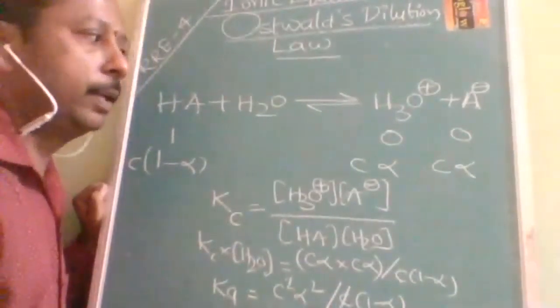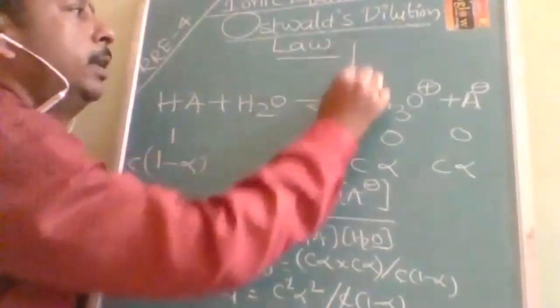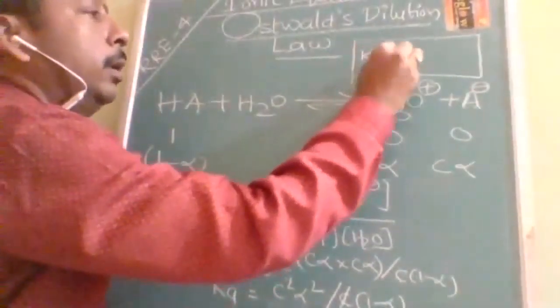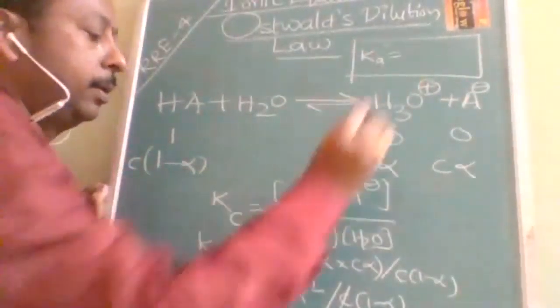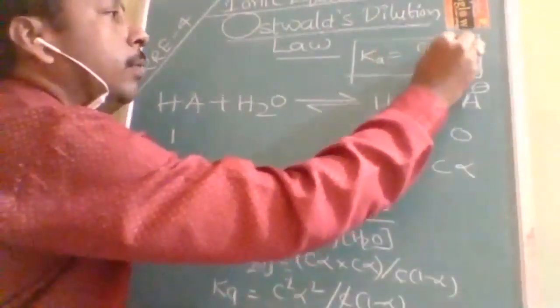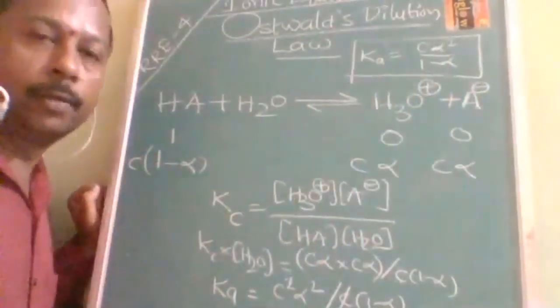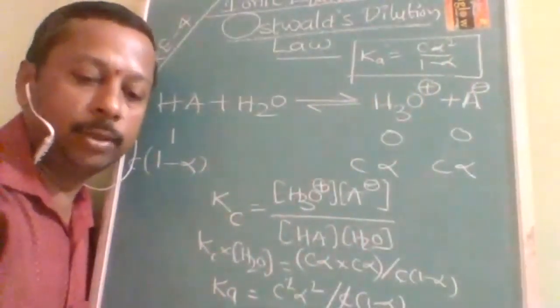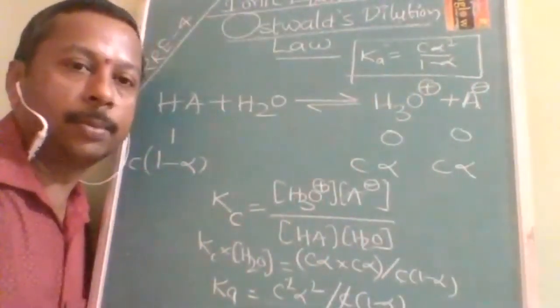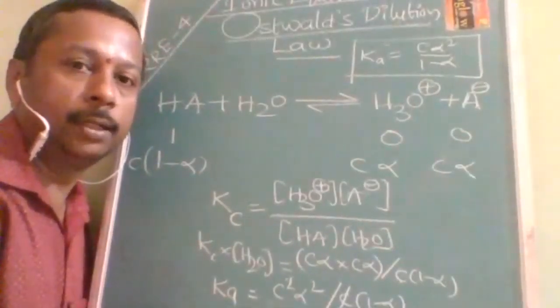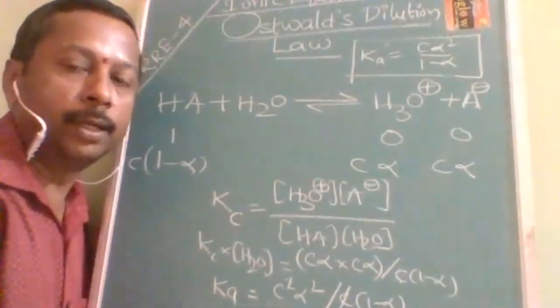Then you will get the final equation. Ka is equal to C alpha square upon 1 minus alpha. This is the first formula we have derived. So keep a note of every formula, as this chapter is mostly formula based. Ka is equal to C alpha square upon 1 minus alpha.